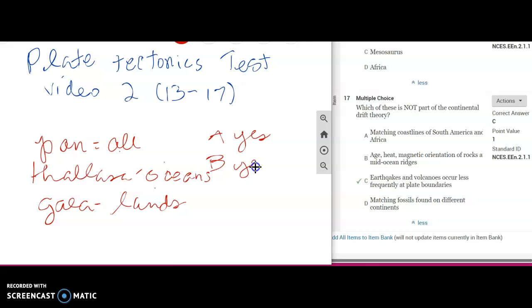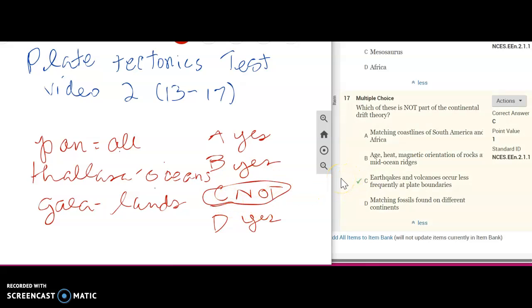So that's yes. C, earthquakes and volcanoes occur less frequently at plate boundaries. That's not true, and it's not part of the continental drift theory. So that's a big no. And D, matching fossils found on different continents. If you match continents like North America and parts of Africa, you'd have the fossils that match up there. So your fossils matching does support continental drift. So you want the one that says no, because the answer is C.